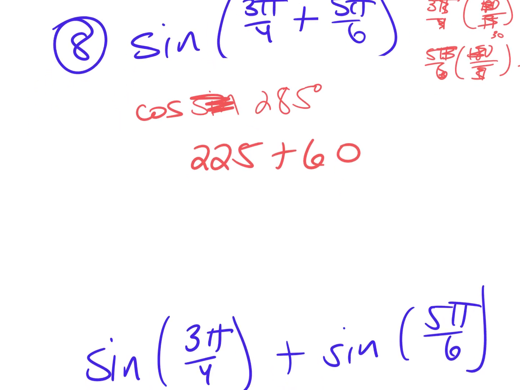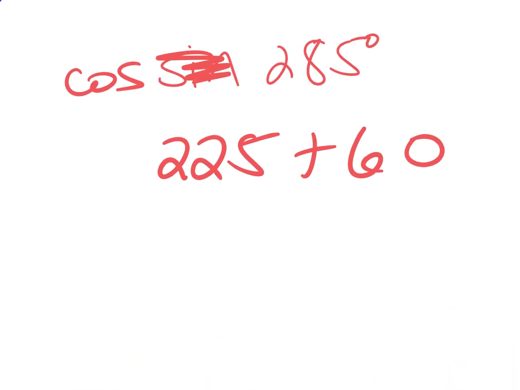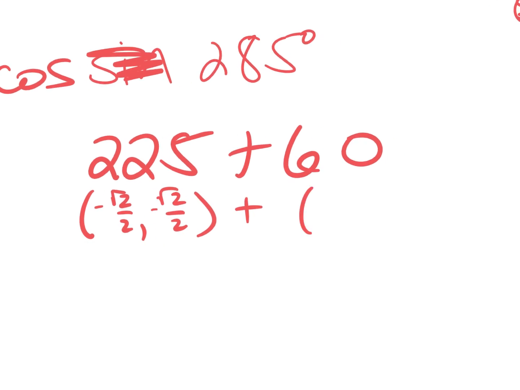So what's the ordered pair at 225? Negative square root of 2 over 2, negative square root of 2 over 2. And then what is my 60? 1/2, square root of 3 over 2. Notice how we keep using the same numbers, guys. The only thing that's changing are the signs. We've got to be careful with that. So I'm going to say this is my u and this is my v. Do I have to make them u and v? No, because we're adding. It doesn't matter.